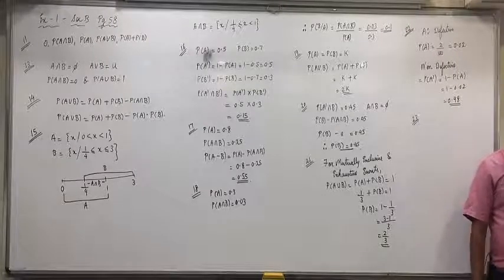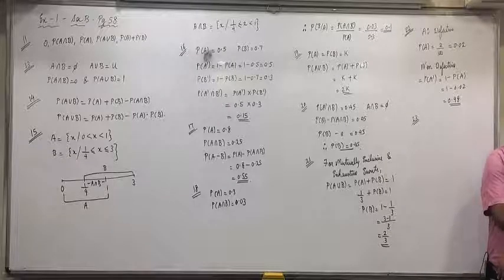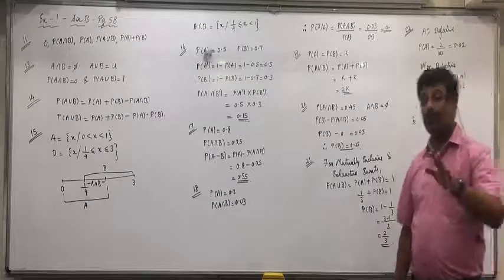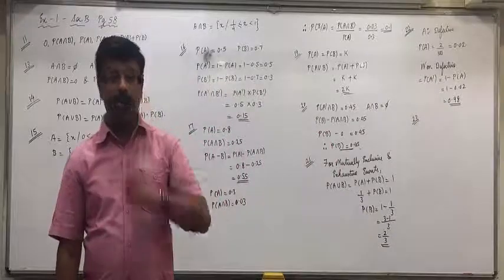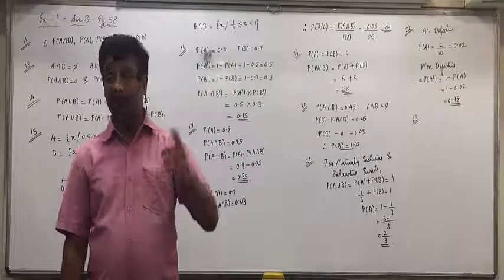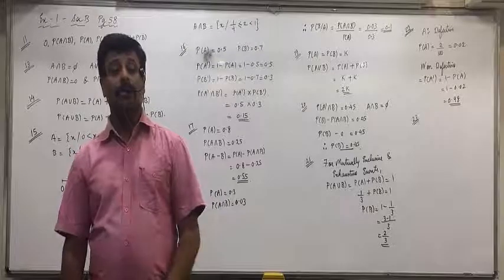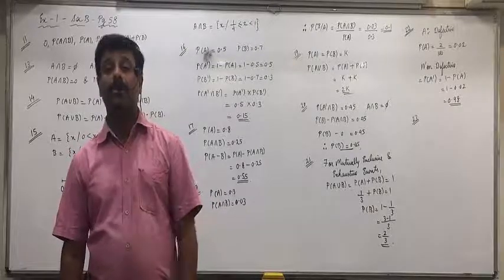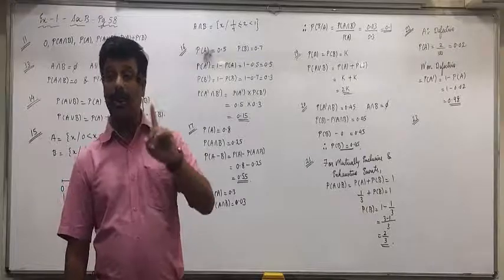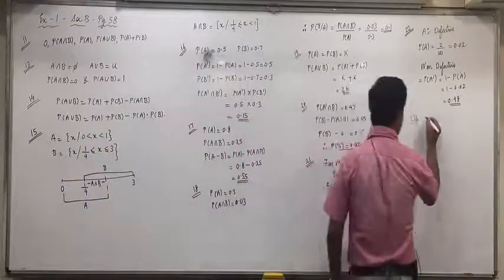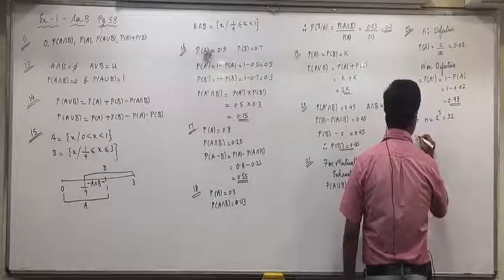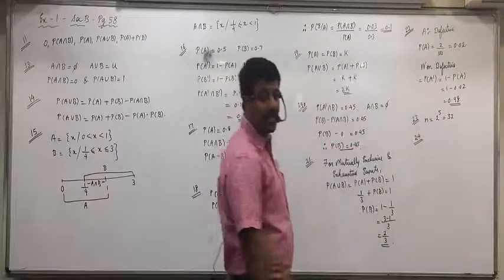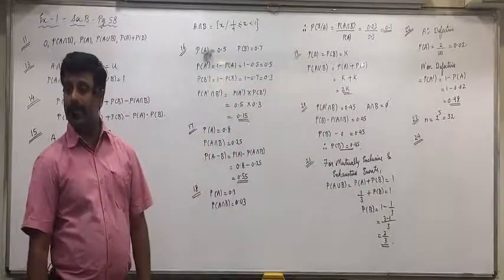Now 23rd, state the number of sample points in the random experiment of tossing 5 balanced coins. I already gave you the shortcut in the beginning. 1 coin, then how will you find the number of outcomes? 2 raised to the power 1. 2 coins, 2 raised to 2. 5 coins, 2 raised to 5. Not 5 raised to 2, okay. 2 raised to 5. So directly write down n is equal to 2 raised to 5, 32. These are the number of sample points. Did everyone understand this?